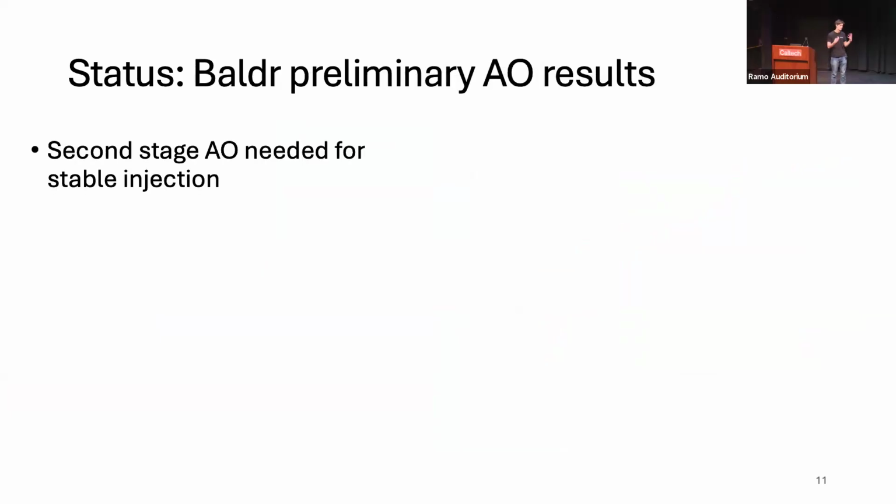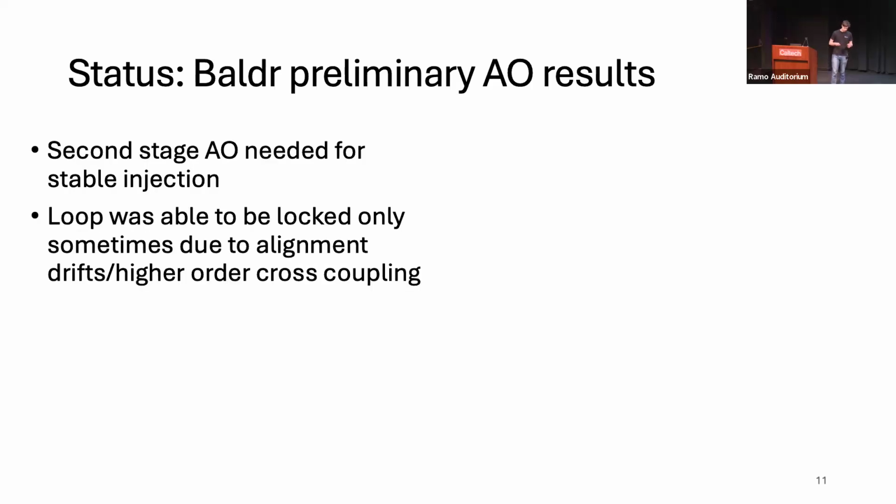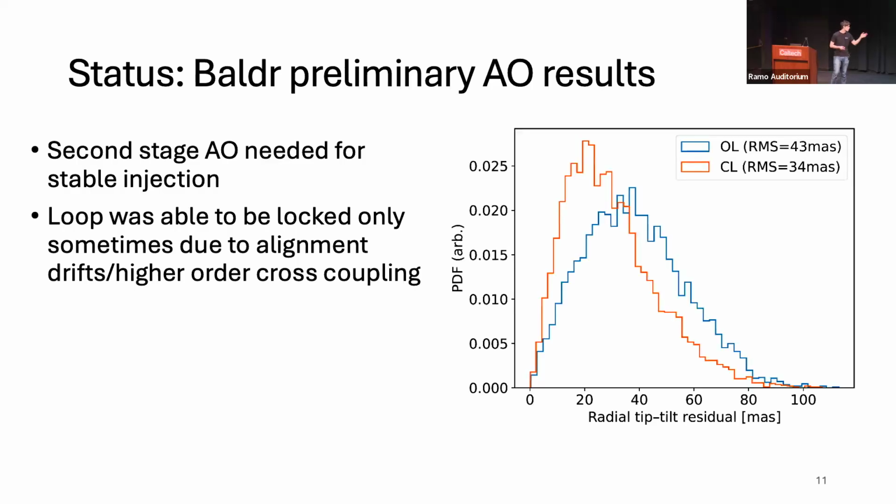The other part of the instrument that was commissioned was Baldr. This is needed to robustly inject light into the photonic chips that are used for nulling interferometry. We were able to only close the loop intermittently, but here's an example of it working and reducing the tip-tilt residual, with the open loop in blue and the closed loop in red.